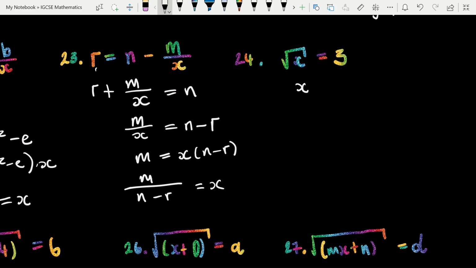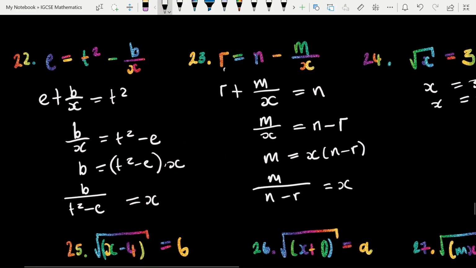So x will be equal to 3 squared, and that means x will be equal to 9. That's done. I just took the square root to the other side. It became a power of 2. And then 3 squared is equal to 9.